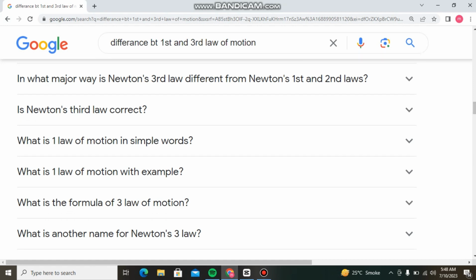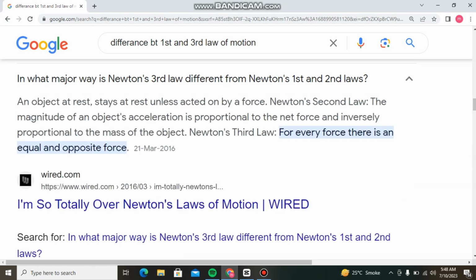In what major way is the third law different from Newton's first and second laws? An object at rest stays at rest unless acted on by a force. In Newton's second law, the magnitude of an object's acceleration is proportional to the net force and inversely proportional to the mass of the object. In Newton's third law, for every force there is an equal and opposite force.